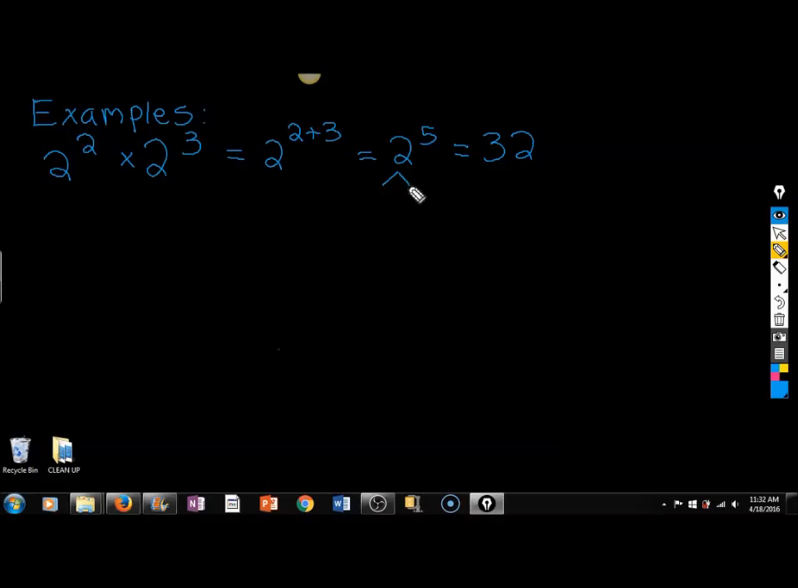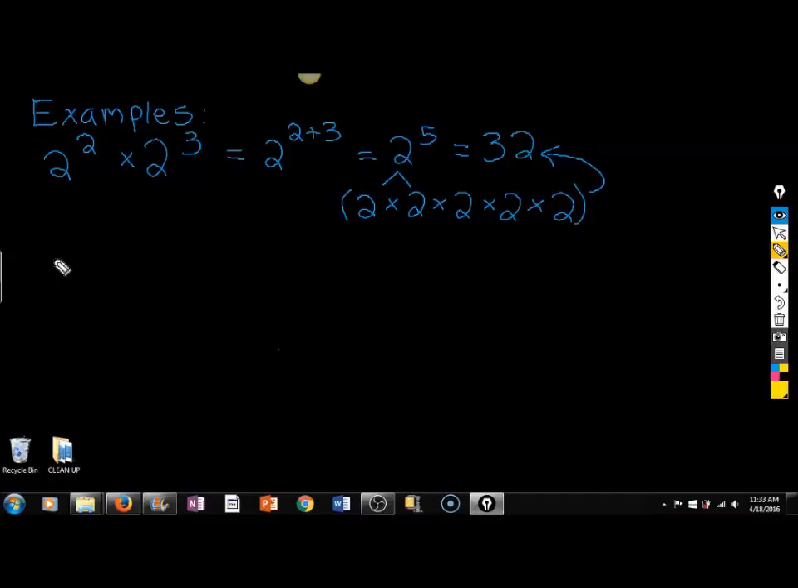So 2 to the fifth would be 2 five times. So it would look like 2 times 2 times 2 times 2 times 2. And this is equal to 32.